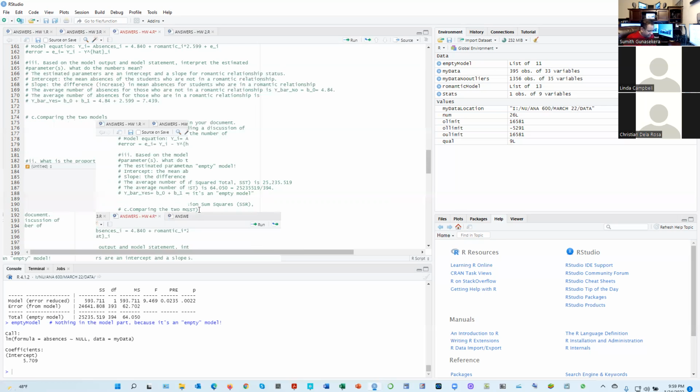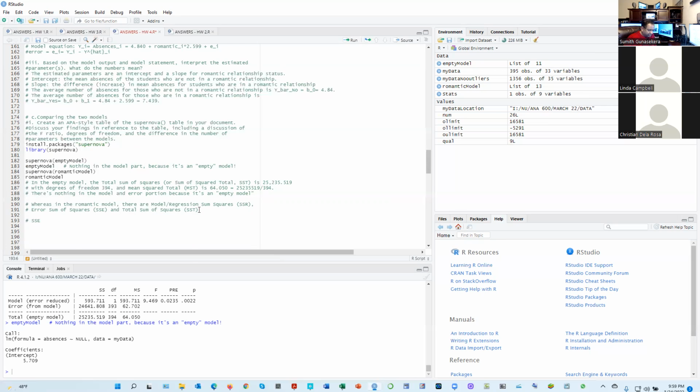So I'm going to add something here. That's the key part. SSE. I'm going to go to SST. SST is nothing but unexplained, leftover error from the empty model. See? Unexplained, leftover error from the empty model.